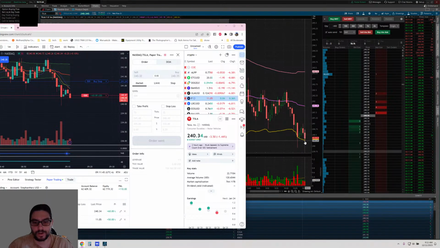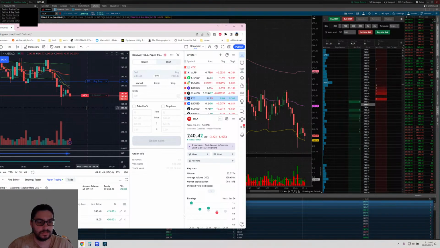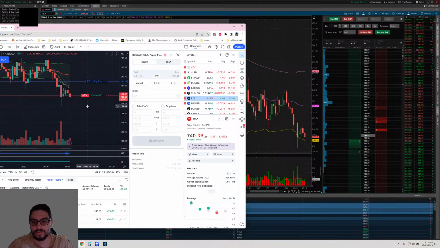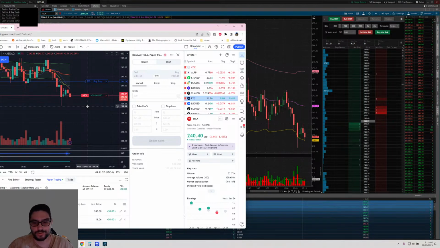It's hovering over bottom VWAP. Kind of expected. But that is an area where it can definitely show some weakness here.